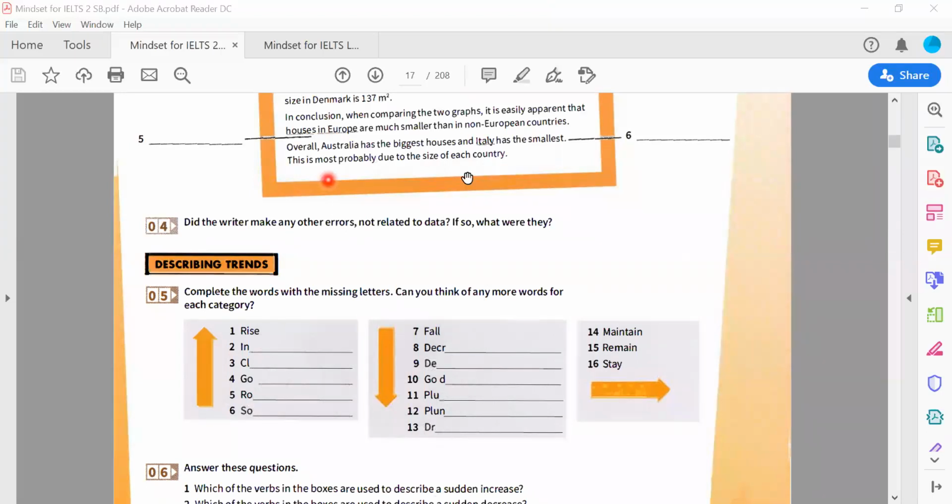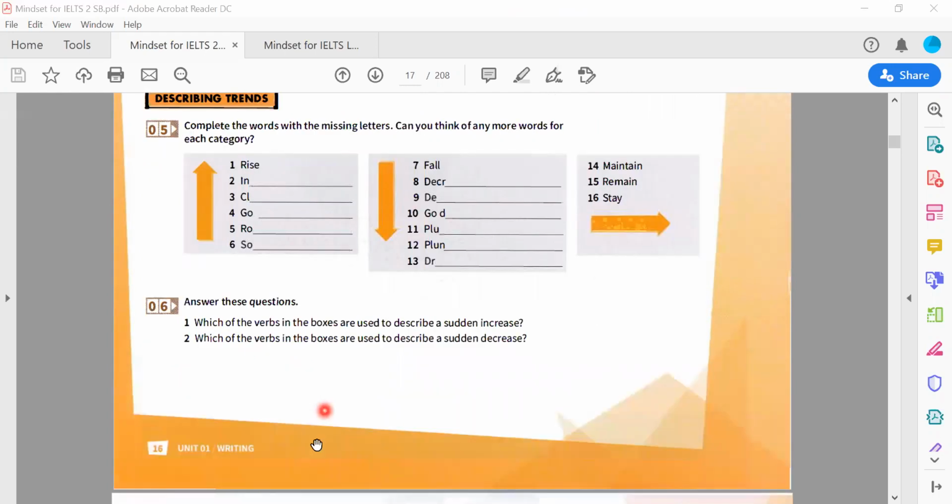Okay, so if you see the graphs and stuff, you will also get this result, that this is most probably because the size of the country is big, but you don't have to write your ideas. In this task, you only have to write what is shown in the graphs and pie charts, and you can't give any irrelevant information or any ideas that you think it's because of this or that, just information that is in the graphs.